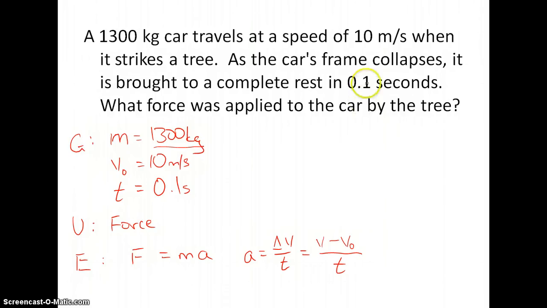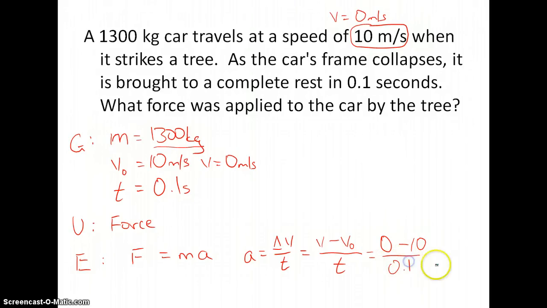If we read through our problem, it says it's at an initial speed of 10 meters per second, and it hits that tree. So we assume that the final velocity is going to be 0 meters per second. There's an extra piece of information that we need to put in here. So let's plug in our numbers and we can find the acceleration. The final velocity being 0 meters per second, the initial velocity being 10 meters per second, divided by our time, 0.1 seconds. That gives us negative 10 divided by 0.1, which is negative 100.